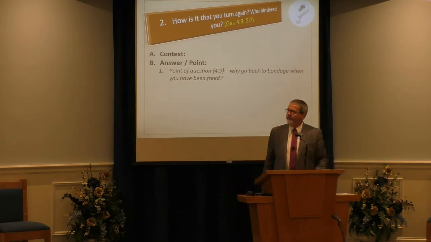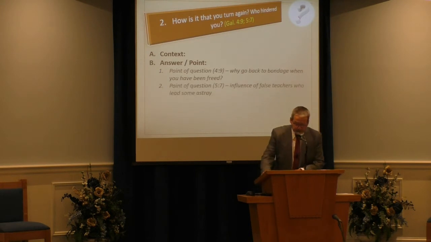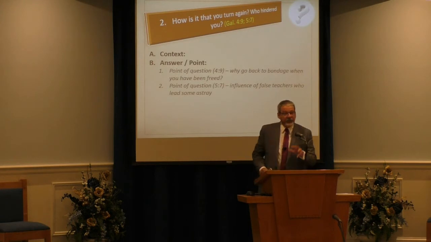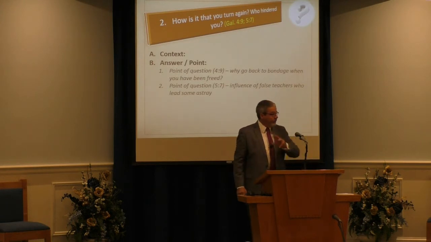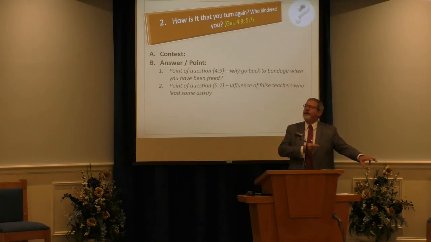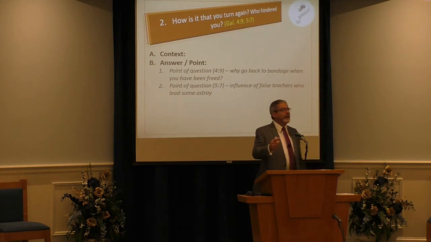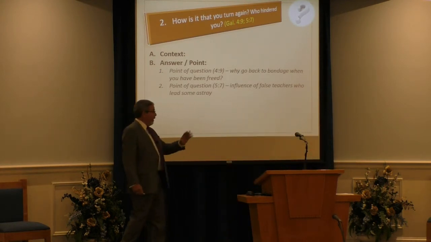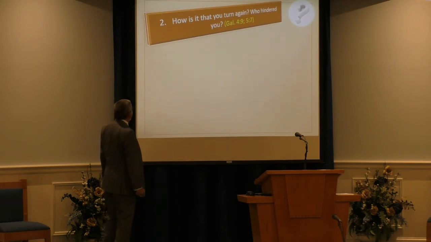That's his point. In chapter 5, verse 7, the point there is focusing on the influence of the false teachers that led you astray. Now, you've gone back. There was something that contributed to that. Who did that? Who encouraged that? Where did you get the idea that you ought to go back? Somebody encouraged that. That's the point that he's making in chapter 5 and in verse 7.